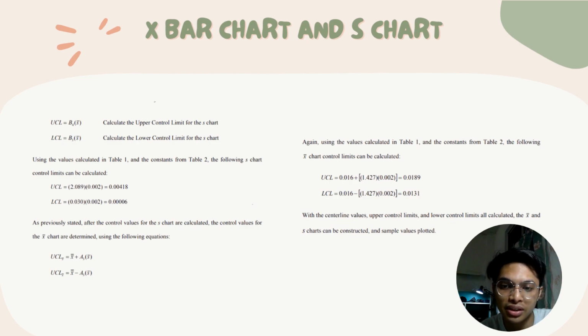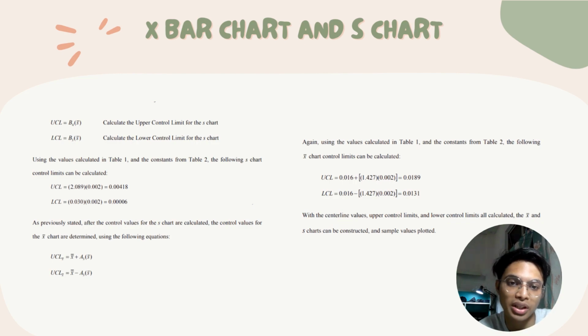As previously stated, once the control values for the S chart are calculated, the control values for the X bar chart are determined using the following equation, which is the upper control limit equal to X bar plus A3 multiplied by S average. So we get the upper control limit of the X bar chart. And for the lower control limit of the X bar chart, we use a different formula, which is X bar minus A3 multiplied by S average.